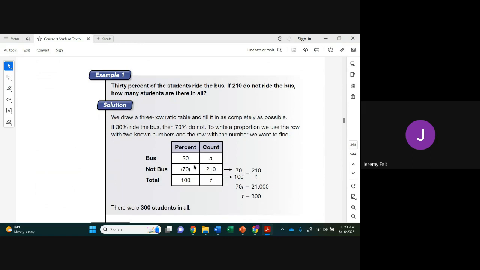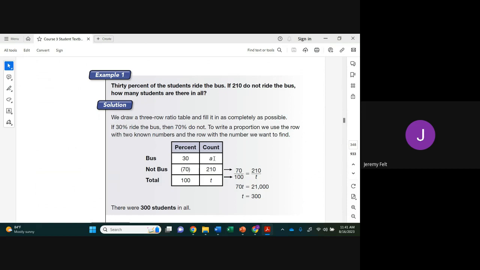All right. Example 1, 30% of the students ride the bus. If 210 do not ride the bus, how many students are there in all? So again, just like we set up when we had a ratio and the actual count, we're going to do the same thing here, but we'll have our percent. So if 30% ride the bus, well, you either ride the bus or you don't. So that means 70%, even though we weren't told that, we can pretty easily calculate that 70% do not ride the bus, and it always totals up to 100%.